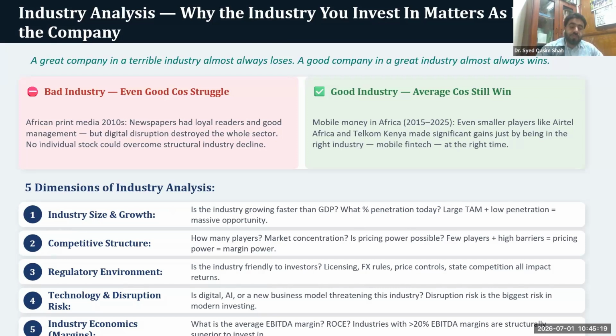Then your industry economics, which is basically how much profit or margin you are gaining in that market: earnings before interest, taxes and depreciation margins, and return on capital employed. If your industry's EBIT margin is higher than 20%, obviously this is a best market where you need to invest. So picking the right industry means investing in a market where you can get the maximum out of it.